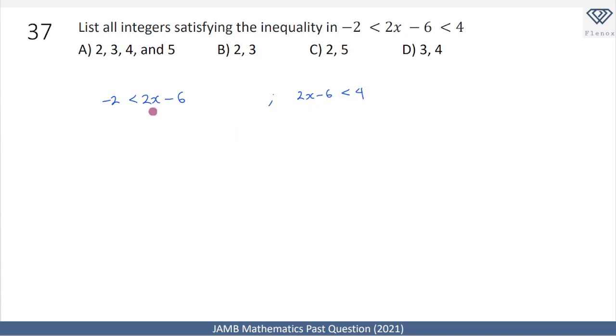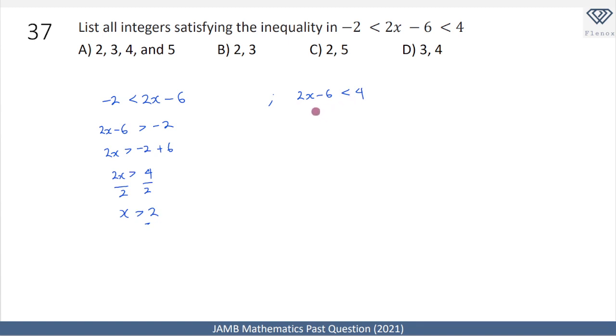We try to solve each of these parts individually. We can switch the sides, but when we bring the left hand side to the right hand side, we have to change the inequality sign. So this becomes 2x minus 6 is greater than -2. Simplifying, 2x is greater than -2 plus 6, which is 4. Dividing both sides by 2, x must be greater than 2.